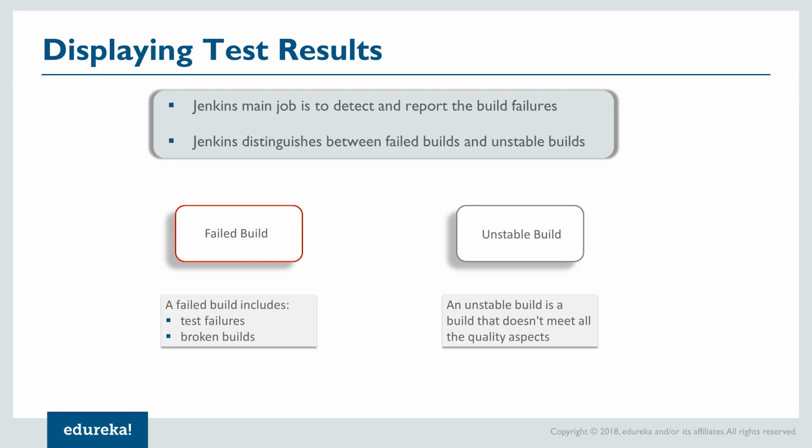When it comes to an unstable build, any unstable build is a build that doesn't meet all the quality aspects. One of the good examples would be where the jobs have run with some warnings. Not exactly a failure, but with warnings. Those kinds of builds you can categorize as unstable builds.